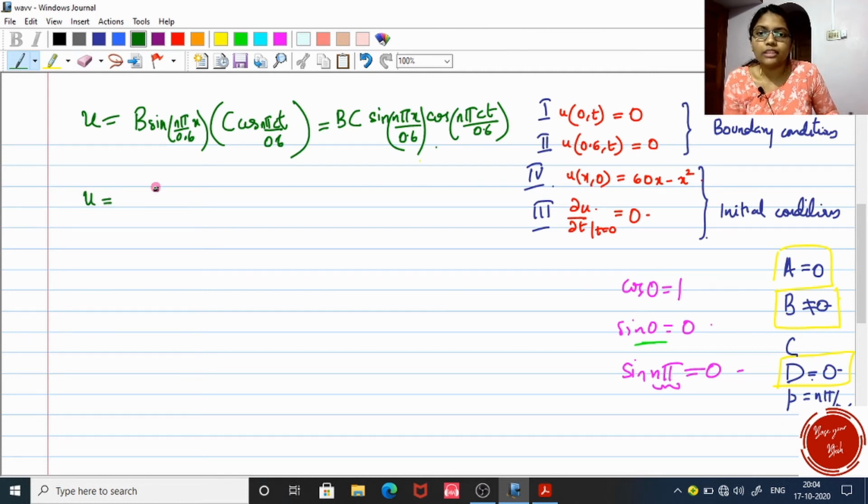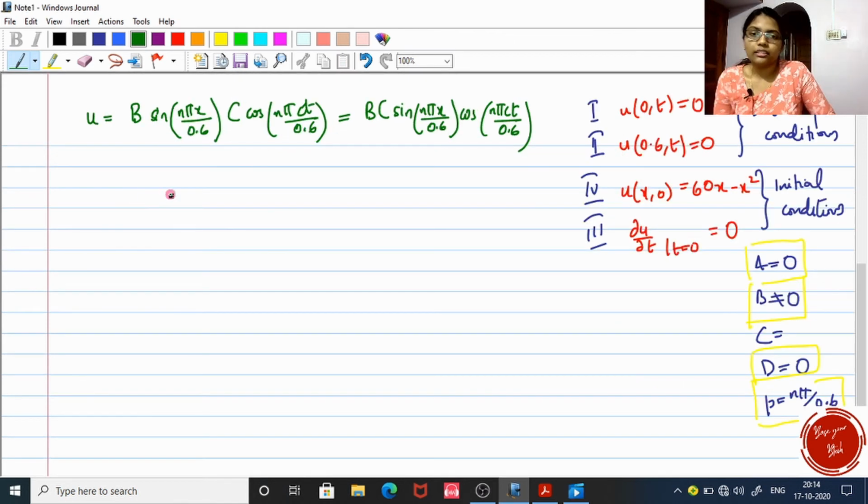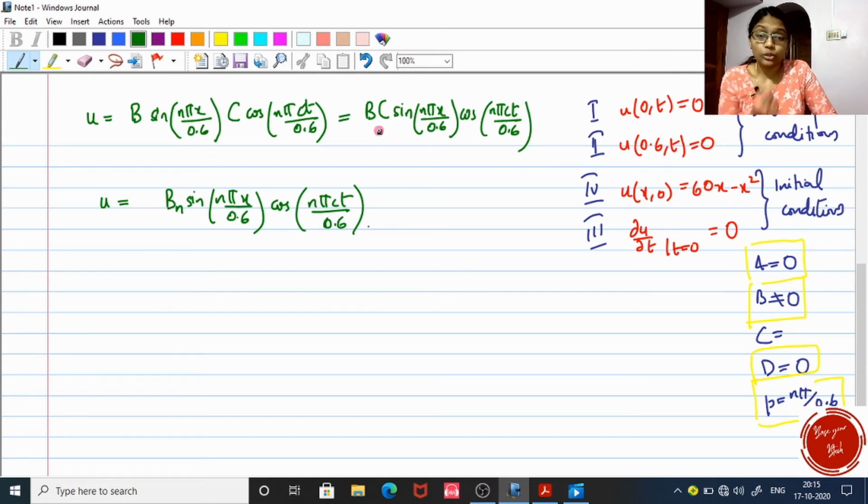That is, u is actually now depending on n, isn't it? Here for sine there is n and for cos also there is n. So let's write it as u is equal to bn sine n pi x by 0.6 and cos n pi ct by 0.6. So I have clubbed these two constants bc as bn because both the sine and cos depend on n value. That is why I took bc as bn, and also n takes up the values from 1 to infinity. So I put a sigma over here.